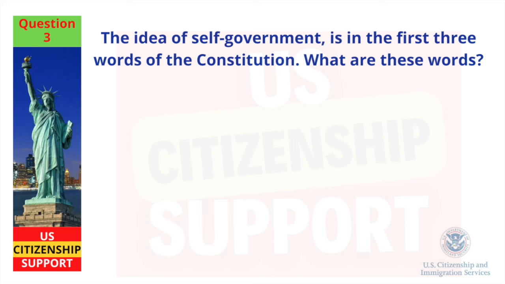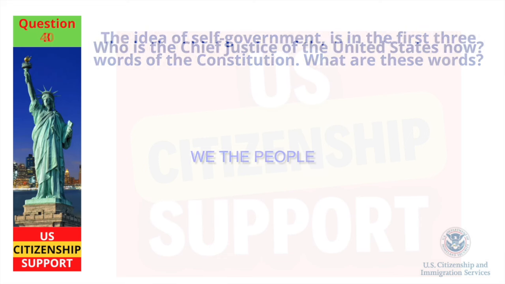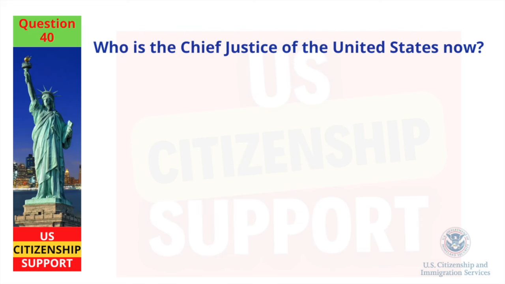The idea of self-government is in the first three words of the Constitution. What are these words? We the people. Who is the Chief Justice of the United States now? John Roberts.